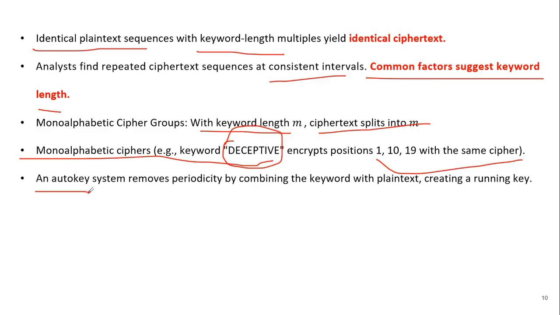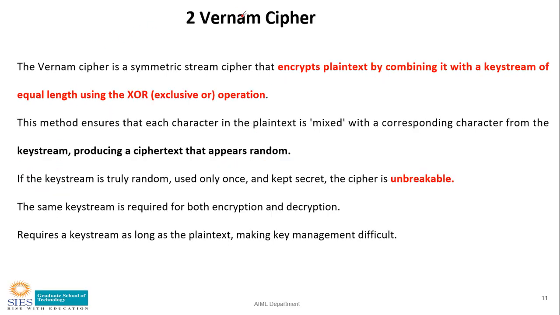The solution is the autokey system, which removes the periodicity by combining the keyword with the plain text to create a running key. So this is the solution, and that is nothing but the Vernam Cipher. The Vernam Cipher is a symmetric stream cipher that encrypts plain text by combining it with a key stream of equal length using the XOR operation.